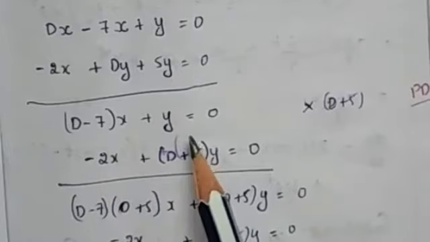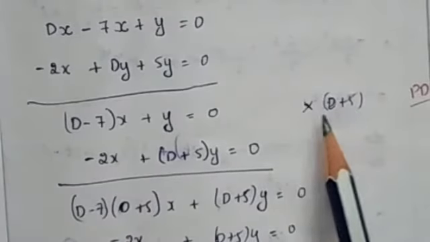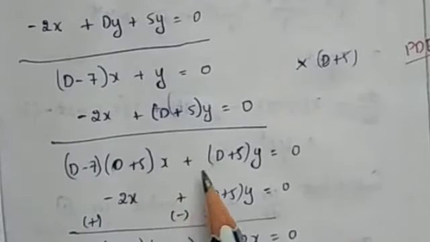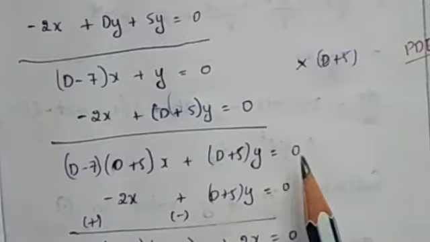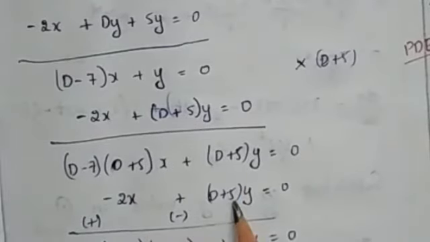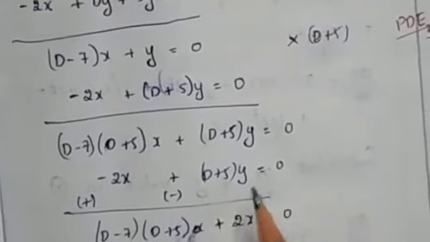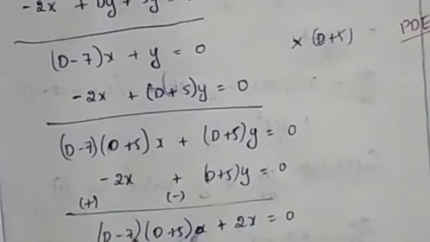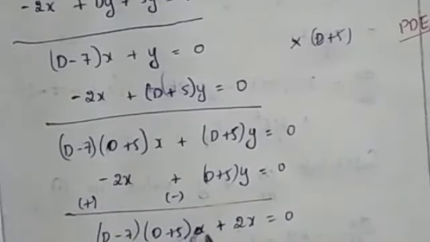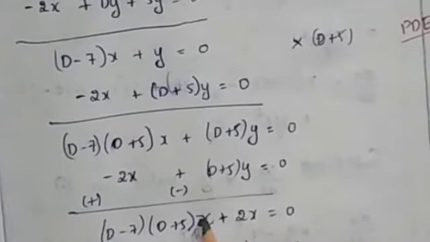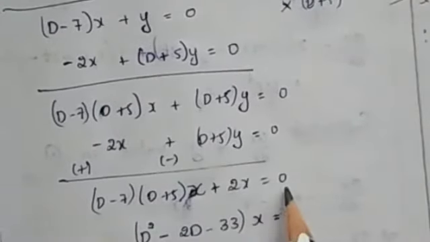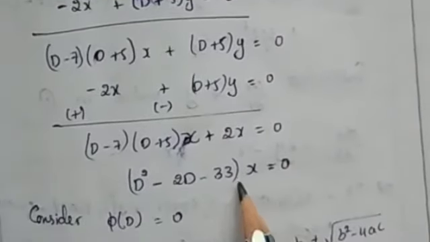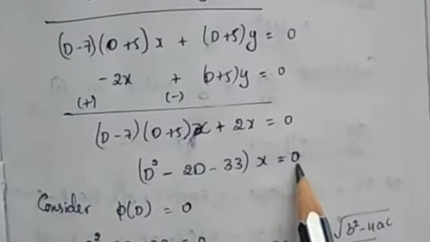To solve these equations, you multiply the first equation by (D plus 5). You get (D minus 7)(D plus 5) into x plus (D plus 5) into y equals 0, and minus 2x plus (D plus 5) into y equals 0. Then you change the signs, and they get cancelled. You write this as (D minus 7)(D plus 5) into x plus 2x equal to 0. After solving this, you get (D square minus 2D minus 33) into x equal to 0.